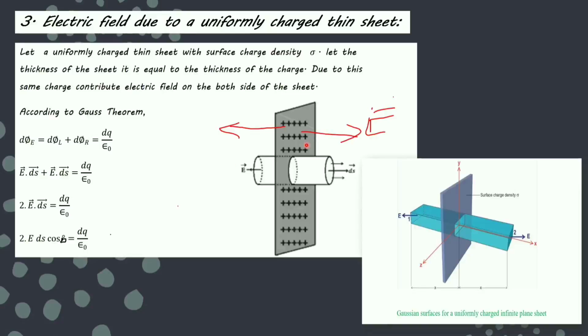Of course this cylindrical part will not contribute here, because ds will be in this direction, outward, the normal will be outward. So the angle between ds and the E vector will be 90 degrees, and when this angle is 90 degrees, it means the cylindrical part will not contribute to the flux. Only these circular side parts will contribute, the left part as well as the right part. And you have to take E dot ds for both left and right parts, which is equal to, by the definition of Gauss theorem, charge enclosed upon epsilon naught.